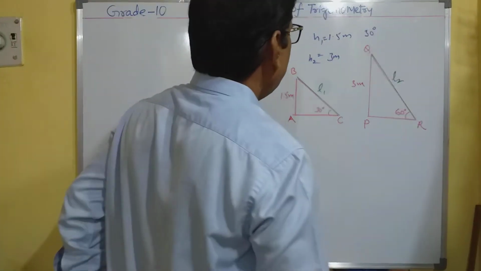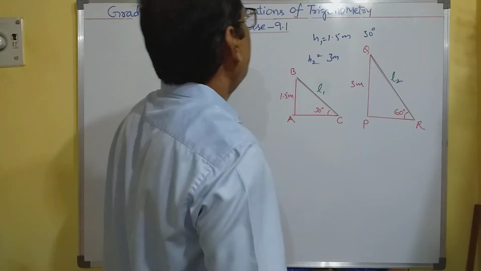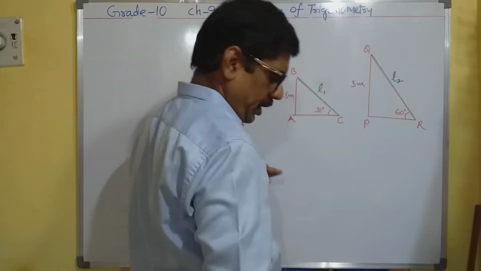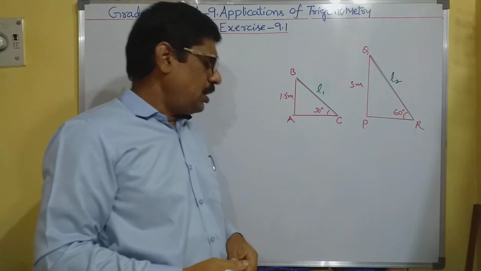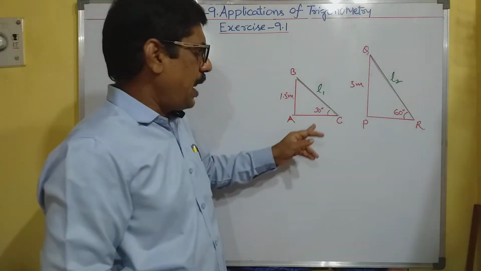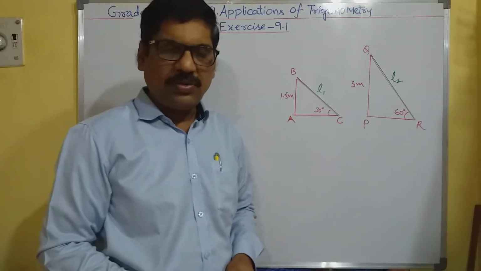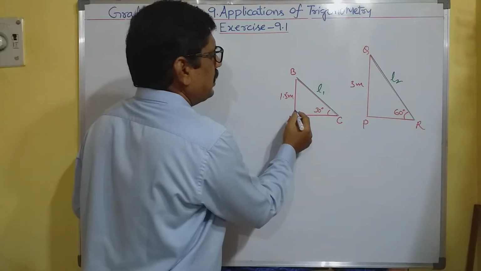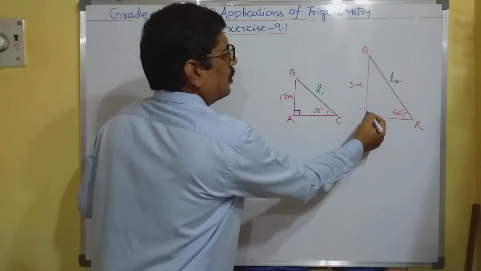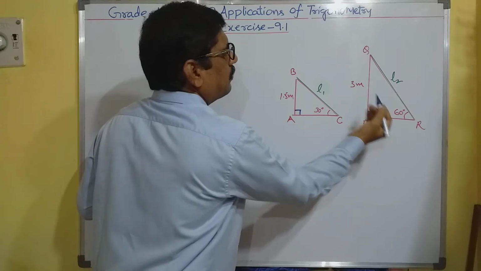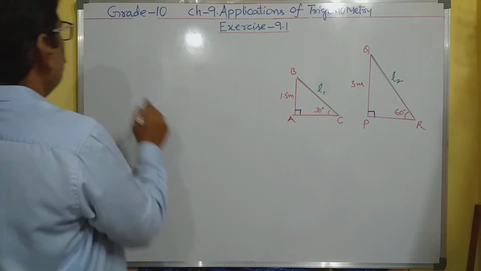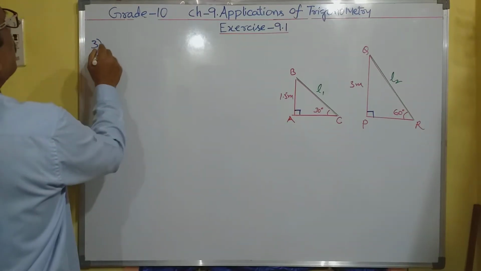I have taken the lengths of the slides as L1 and L2. The heights are given as 1.5 meters and 3 meters respectively. The angles are given as 30 degrees and 60 degrees respectively. Now, you have to take this angle as 90 degrees. You know why? Because the height is perpendicular to the ground. Now, let us do this problem.